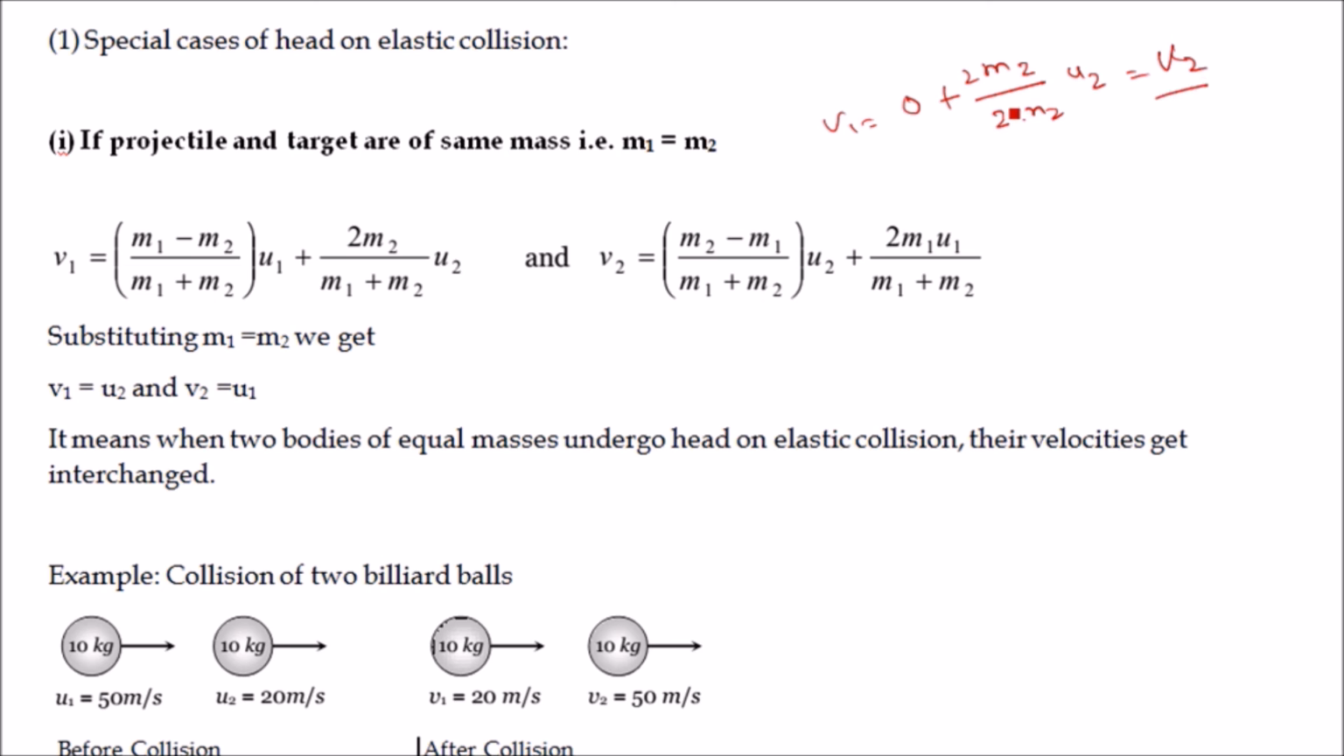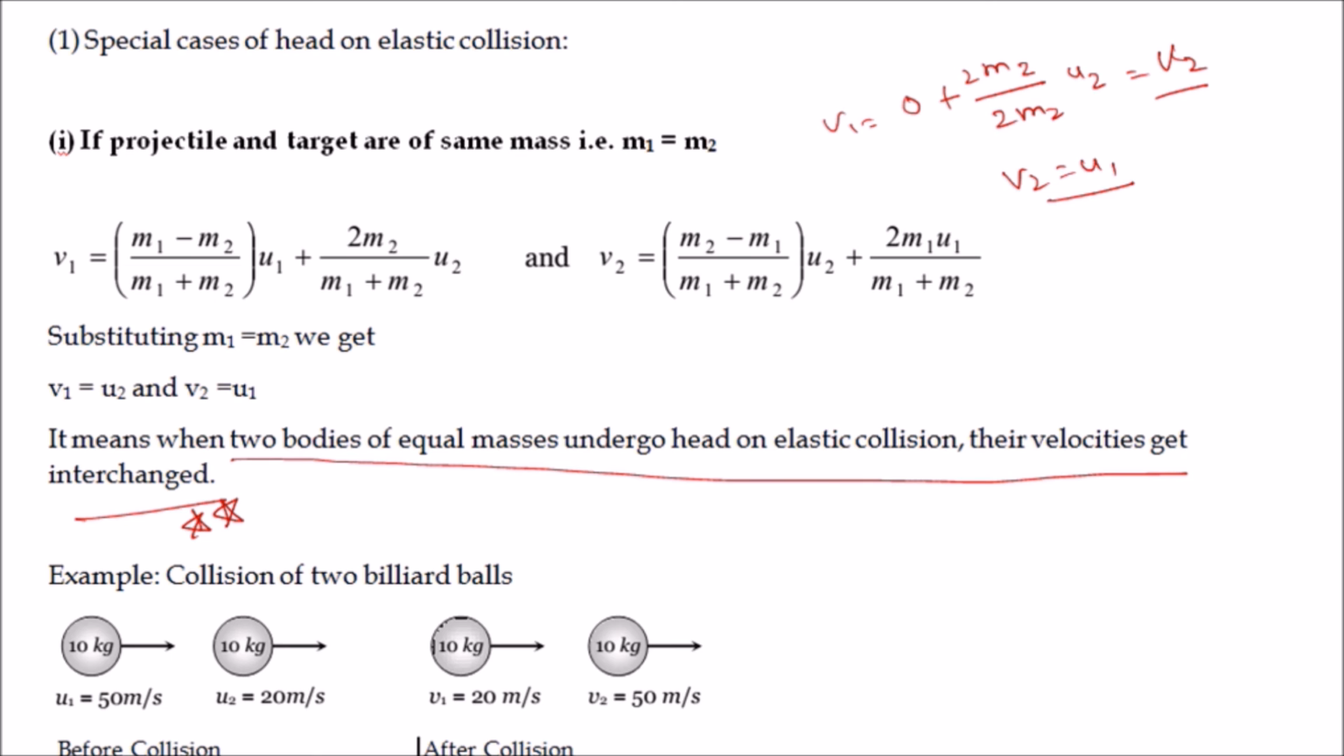and from there we get v1 is equal to u2. As m1 is equal to m2, we directly put m1 equal to m2 in the denominator, and similarly we get v2 is equal to u1. So clearly when two bodies of equal masses undergo head-on elastic collision, their velocities get interchanged. It's a very important concept, that for the elastic collision between two bodies having the same mass, their velocities just get exchanged.